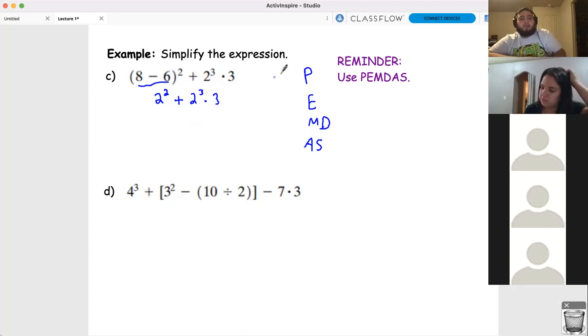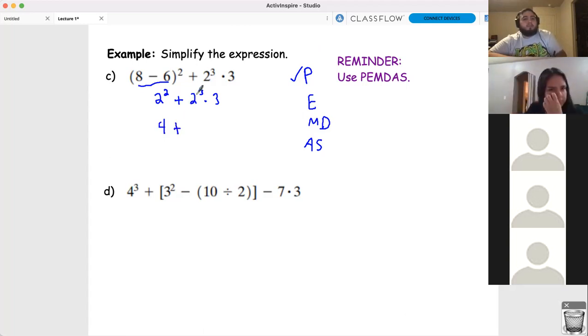So no more, the parentheses are gone now. So we're done there. So now E, do we have exponents to evaluate here? Yes, 2 squared. What's 2 squared, y'all? Yep, it's 4. And then bring down the plus.